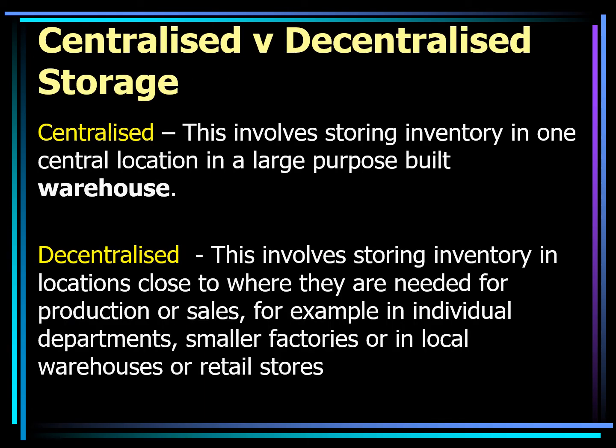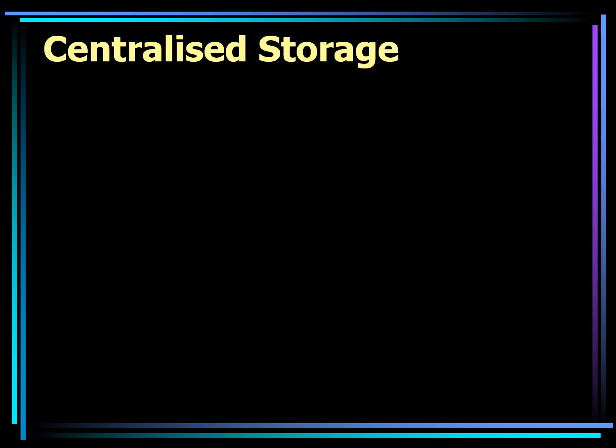So again, centralised involves storing inventory in one central location in a large purpose-built warehouse. Decentralised involves storing inventory in locations close to where they are needed for production or sales, for example in individual departments, smaller factories, or in local warehouses or retail stores. So, advantages and disadvantages of having a centralised storage.